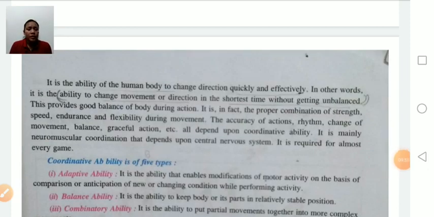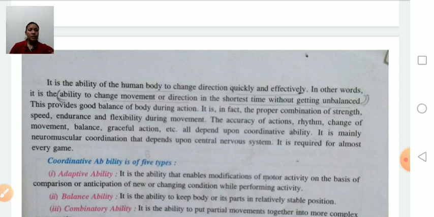We can also say that coordinative ability is the ability to change the movement or direction in the shortest time without getting unbalanced. अपने movement को और direction को change करना in a minimum possible time without getting unbalanced, or the ability to do the movement को करना efficiently and effectively, अपने movement को efficiently and effectively करना, और changing ability of the human body to change the direction quickly and effectively.